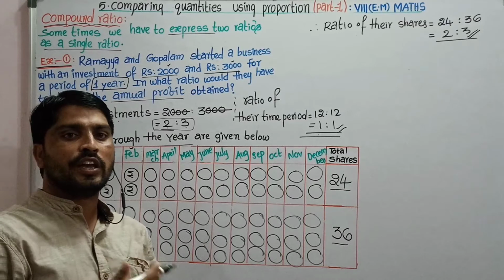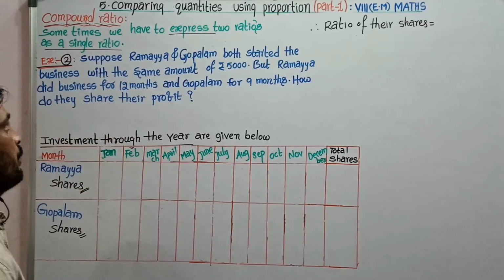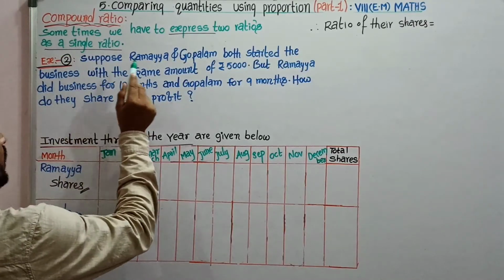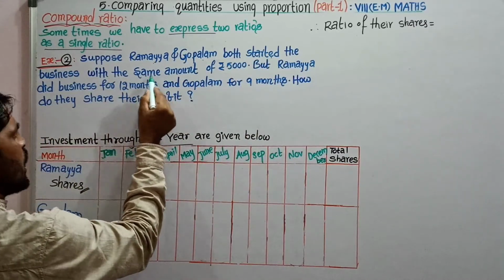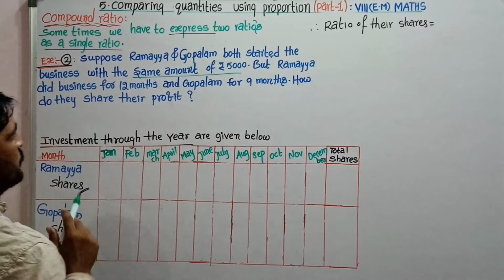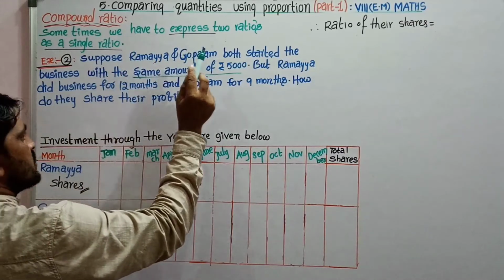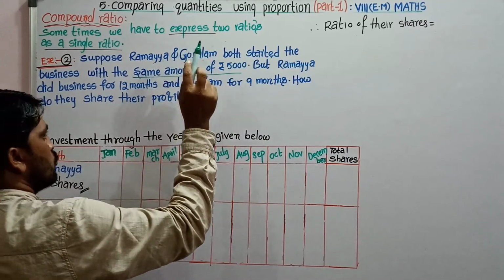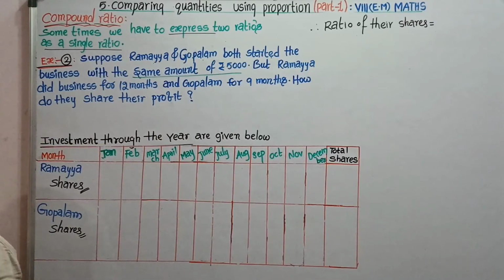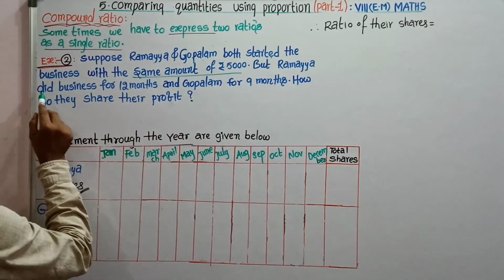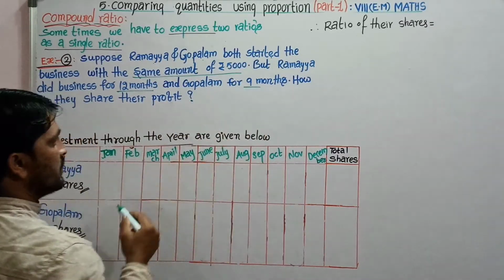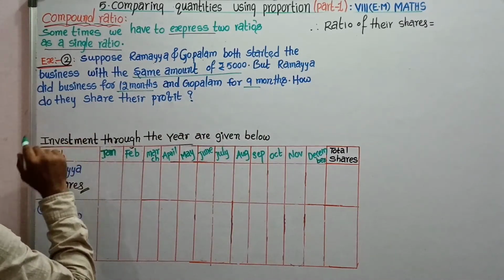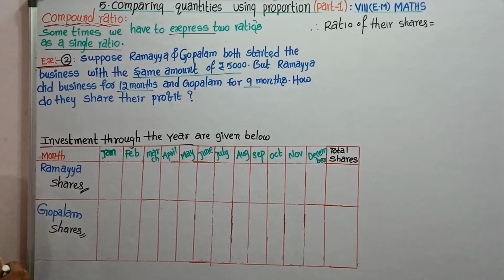Okay, let us see case 2. Next, example 2. Suppose Ramaya and Gopalam both started the business with the same amount of rupees 5000. That is, Ramaya invested 5000 rupees as well as Gopalam also invested 5000 rupees. But Ramaya did business for 12 months and Gopalam for 9 months. How do they share their profit at the end of the year?